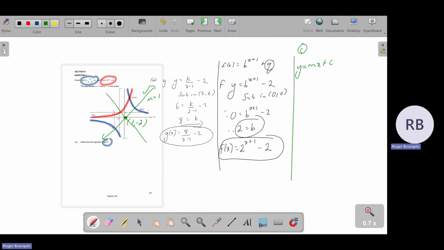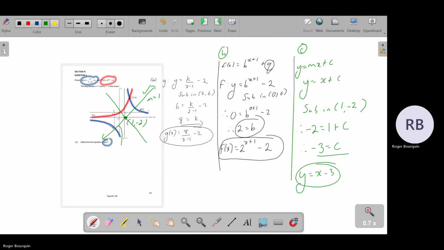This is question C, I think it is. So do you know your gradients? What's your gradient? 1. So I get y is equal to x plus c. Happy with that? Do I know a point? Yes, it always goes through where the asymptotes meet. So I sub in that point, 1, -2, and solve for c. So I'm going to end up with -2 is equal to 1 plus c, so c is equal to -3. So what's your final answer? y is equal to x minus 3 is the equation of this line over here.